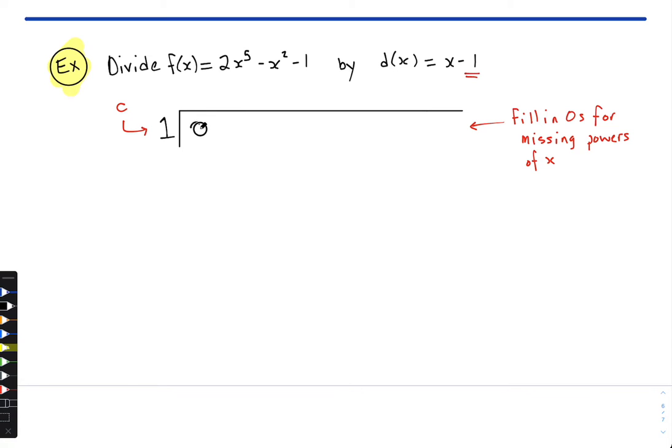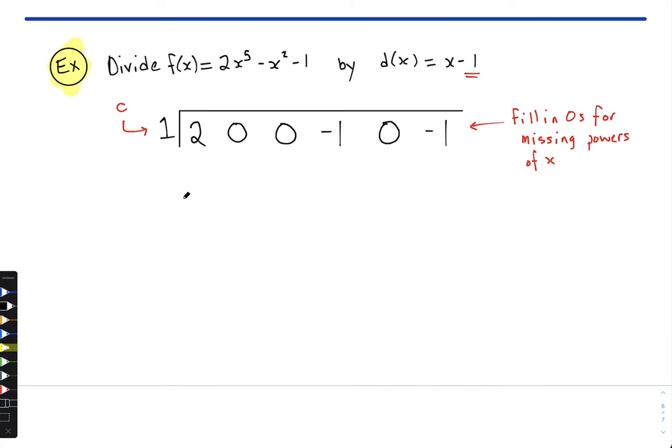So 2 is first, and then I have whatever x to the 4th is, which we have is 0. After x to the 4th comes x to the 3rd. I also don't have an x to the 3rd. Then I get x squared, and x squared is -1. I've got that term up here. Then I get x to the 1st, or just x, and I don't have that either, so I have another 0. And then finally, I get my constant. So lots of numbers here, even though I only have 3 terms.